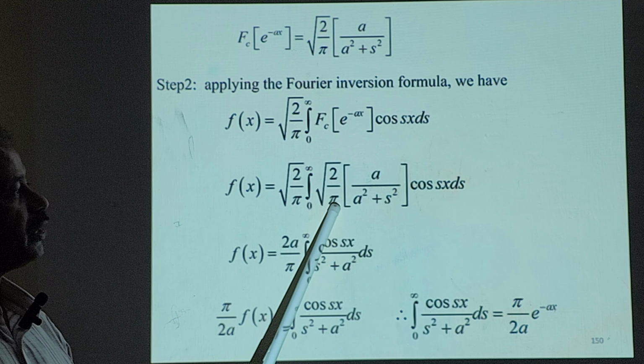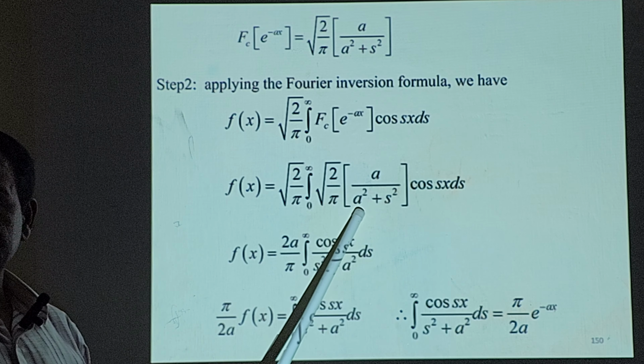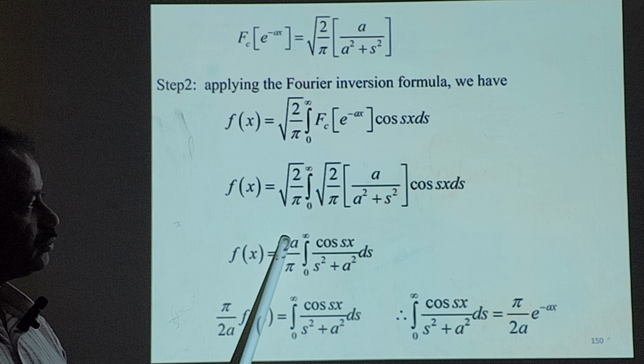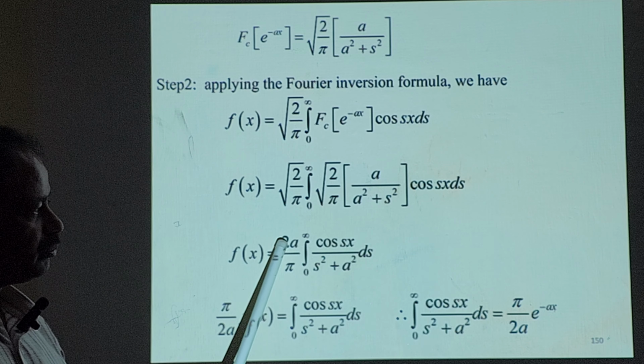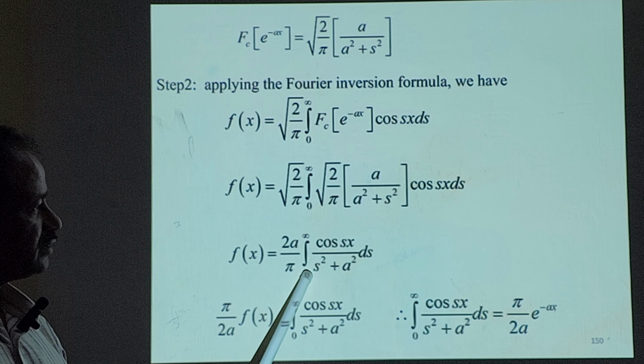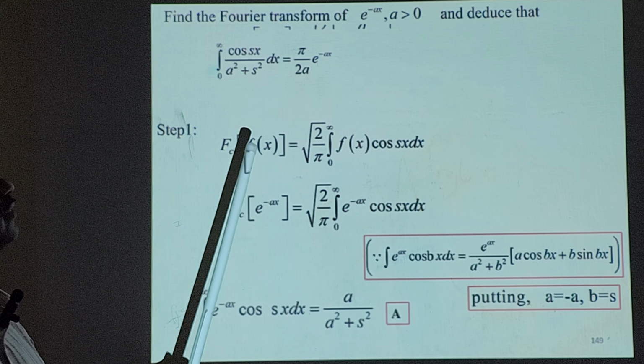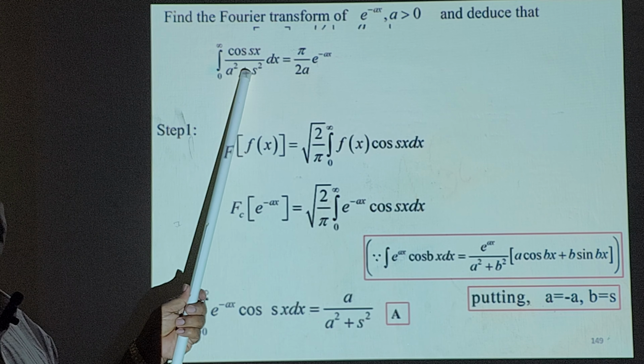Okay, so root 2 divided by pi and a divided by s square plus a square. You pull root 2 divided by pi out, so that will give me 2. You pull a out, that will give me 2a divided by pi, integration 0 to infinity cos sx divided by s square plus a square dx. What is asked? This is asked.